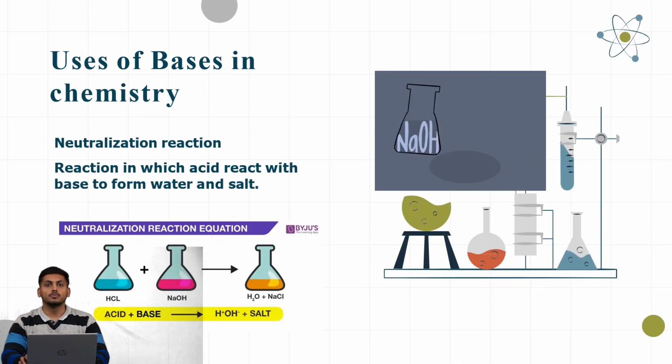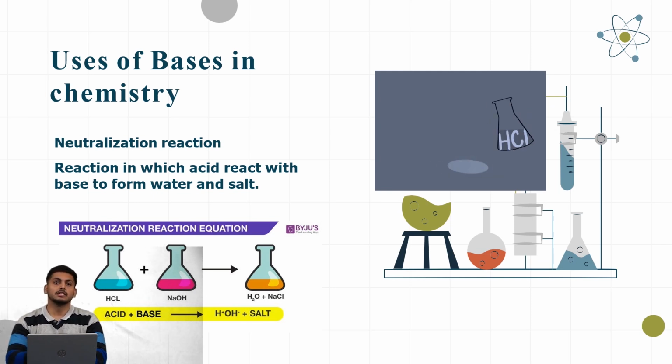Now, uses of base in chemistry. Neutralization reaction is one in which acid reacts with base to form water and salt. If there is no base, then this reaction does not take place. For example, we have HCl and NaOH. HCl is an acid and NaOH is a base. When both reactants react, they form water and salt. In the case of HCl and NaOH, NaCl and H2O will form.